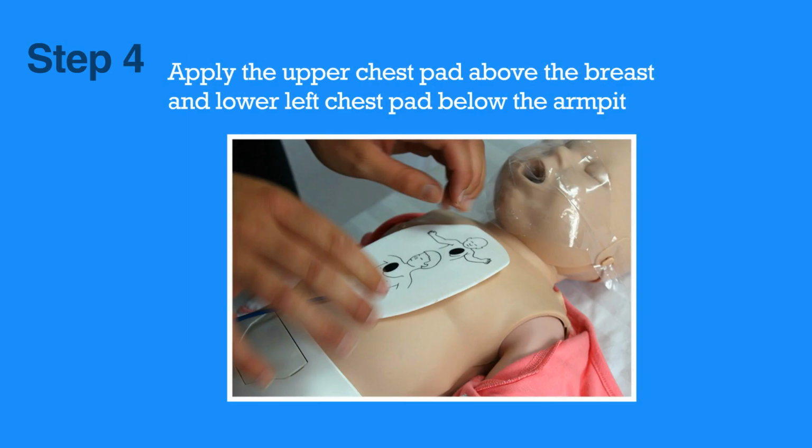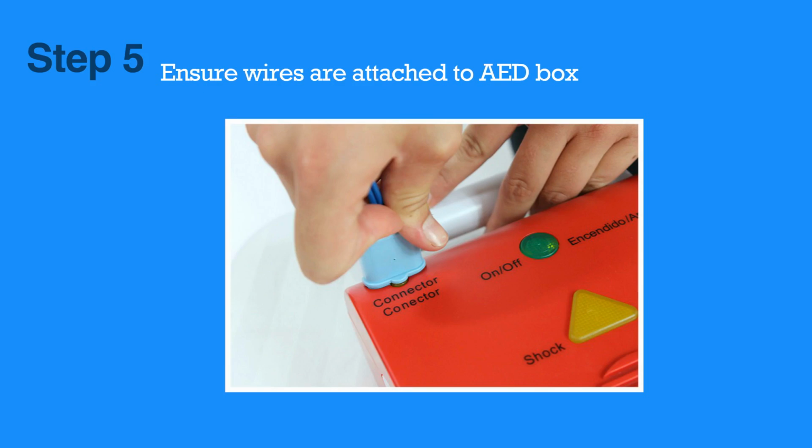To ensure that they don't, it may be necessary to place one pad on the front of the chest and the other pad on the back of the infant. Adult pads may be used if pediatric pads are unavailable. Apply the upper chest pad above the breast and lower left chest pad below the armpit. Ensure that the wires are attached to the AED box.